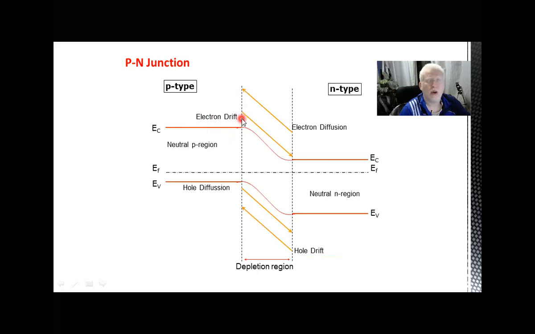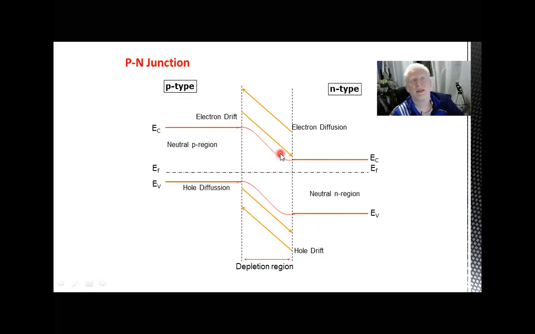Now, only minority carriers can move. Electrons in the p-type can move here, and holes in the n-type can move there. However, majority carriers are restricted from moving. All the electrons in the n-type will not be able to move to the p-type region due to this barrier. Similarly, holes in the p-type will not be able to go to the n-type due to this barrier.